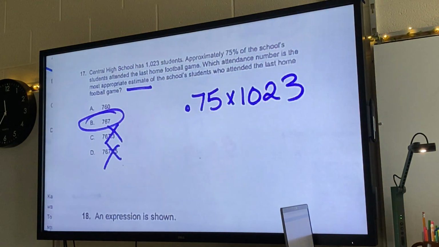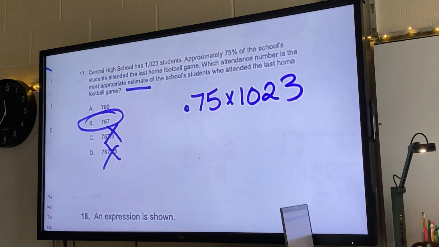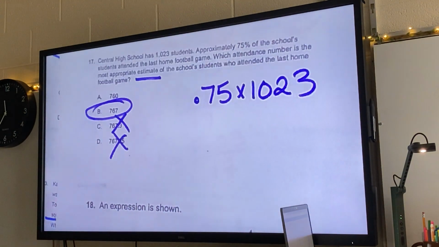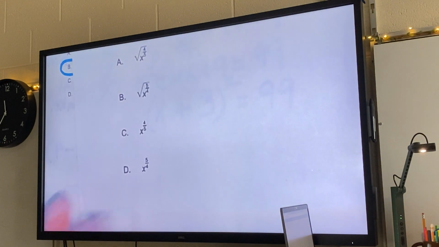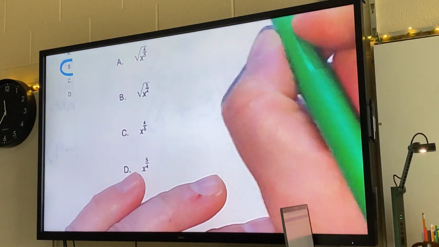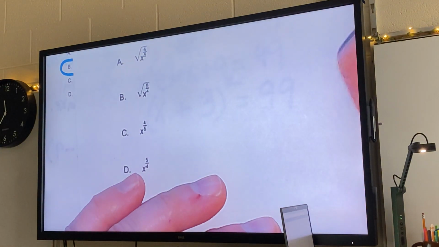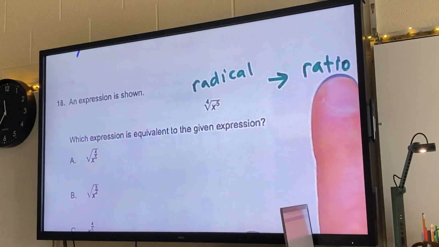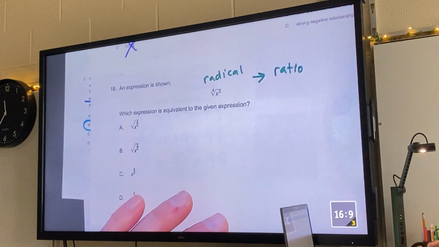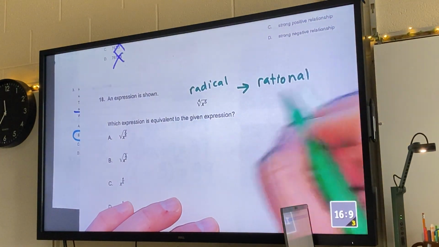All right. Let's look at number 18. Yesterday, they had a hard time remembering that kind of problem. So for number 18, they gave you a radical, and they want you to change it to a rational exponent. Whoops, sorry about that. Let me zoom out. A rational exponent.